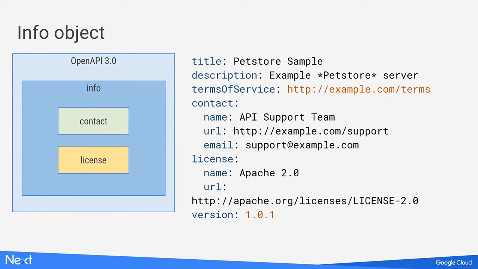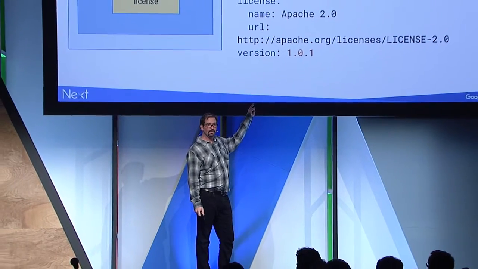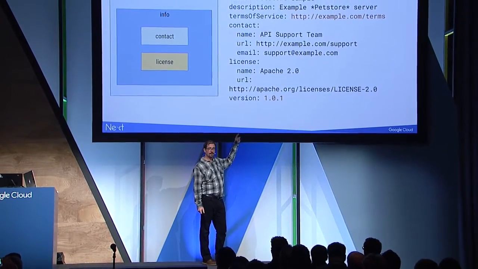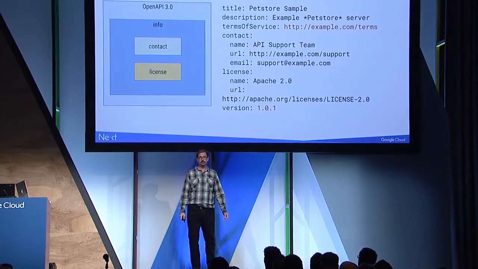Also, another small change is that we moved from YAML 1.1 to YAML 1.2. In the info object, there's a breaking change. The terms of service is now a URL. And it's something that often catches people by surprise. This version here is not the version of the spec document itself. This describes the API. That's the version of the API.